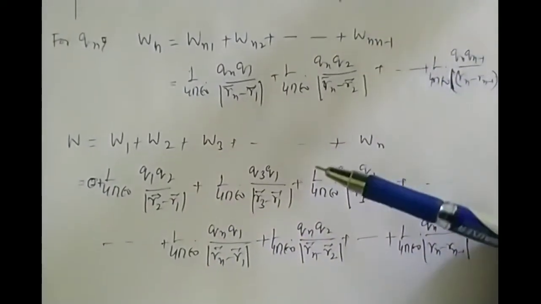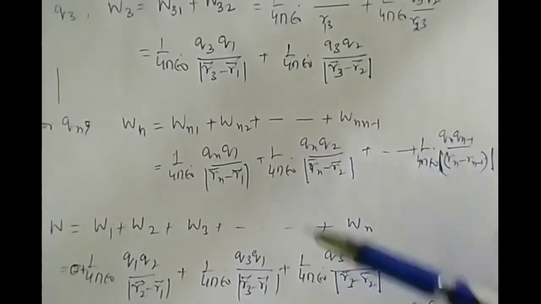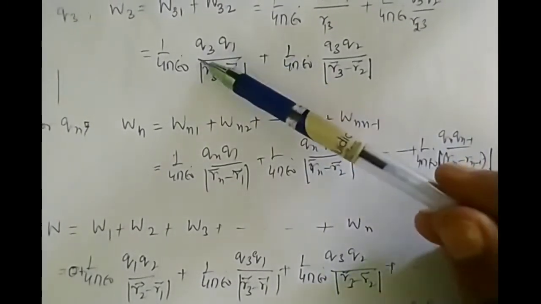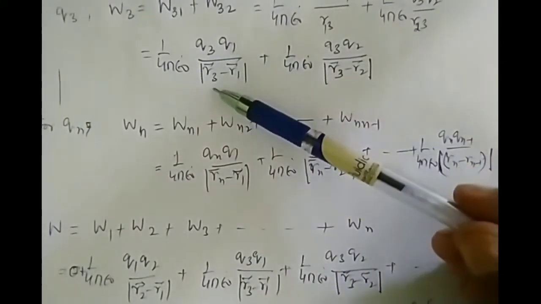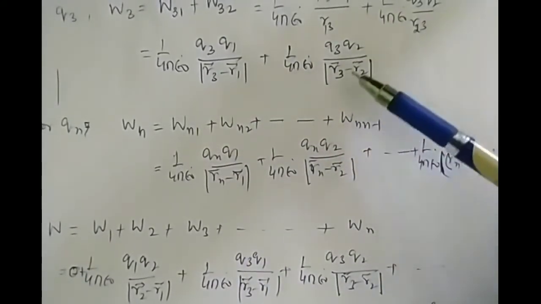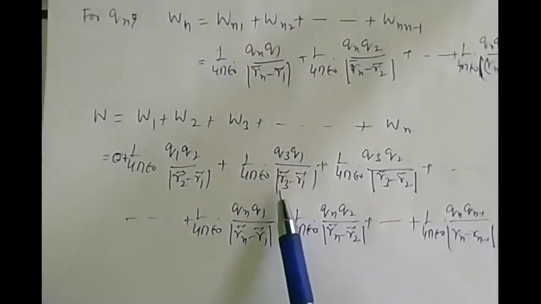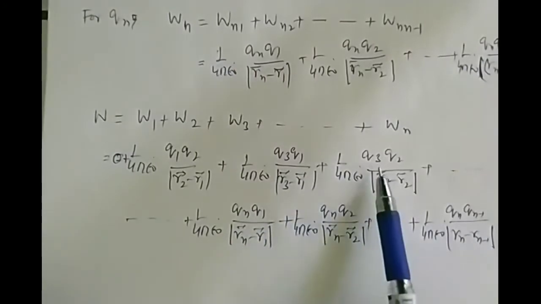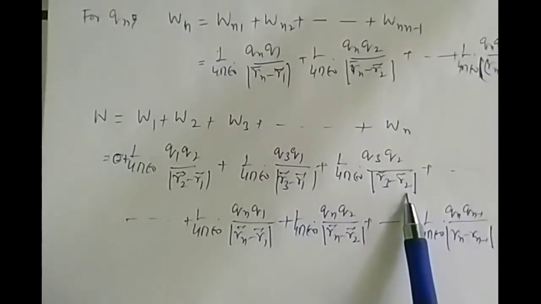If you see above, that is Q2, Q3, Q1 upon |R3 minus R1|, Q3, Q2 upon |R3 minus R2|. Similarly, we put the value in this equation. So it is this much: Q3 Q1 upon |R3 minus R1|, Q3 Q2 upon |R3 minus R2|.